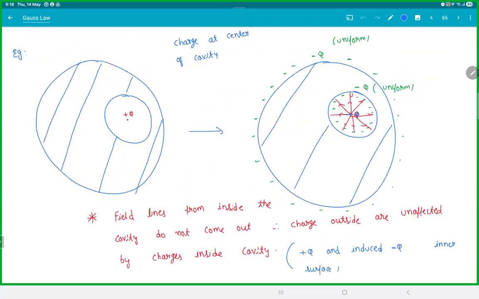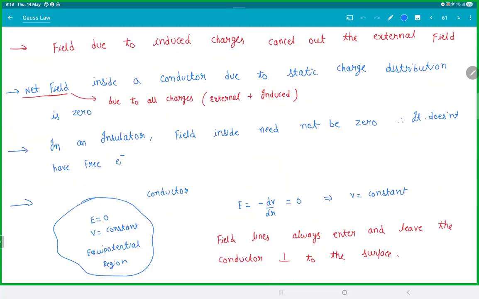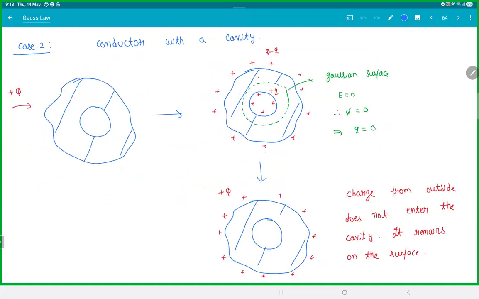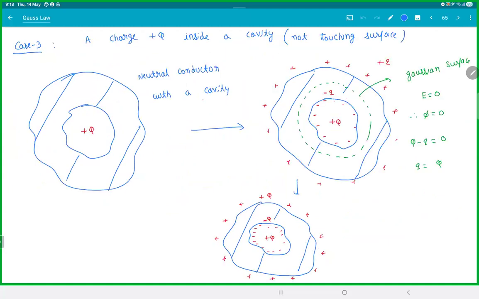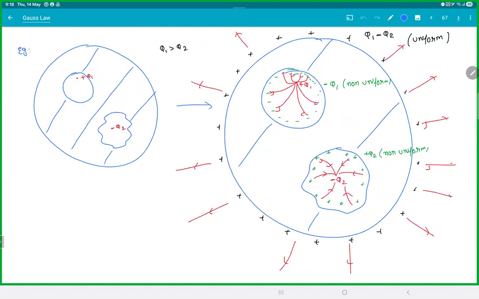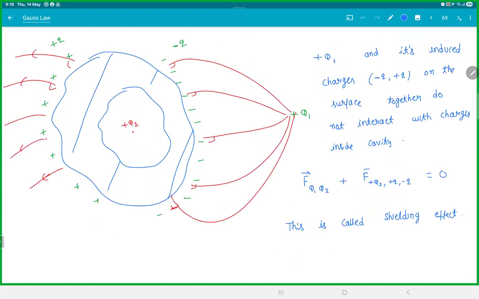So we started with the story: the field inside a conductor is zero. Then we gave some cases. You cannot have charge inside the bulk of a conductor. If there is a cavity with no charge inside, no matter what you give from outside will stay outside. Then we said case three, what if you have a charge inside a cavity? Then you'll get an induced charge on the inner surface and there'll be an outer surface. How will the distribution occur? It depends on the type of the surface. Is it uniform or non-uniform? Is the charge on a symmetrical surface or non-symmetrical? So we took a few examples and the shielding effect. All clear with this?